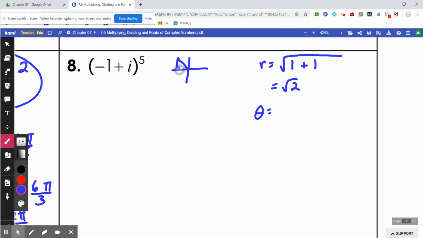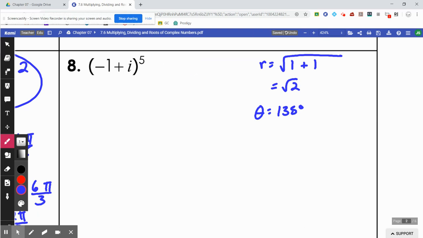Again, find your reference angle is the way I like to do it. This is a 1 and this is a 1. The tangent of my reference angle will be 1, so that means my reference angle must be a 45-degree angle. So if this is a 45-degree angle, then this must be 135. And I'm just going to leave that in degrees because honestly, we're changing it back to degrees anyway. So let's work entirely in degrees.